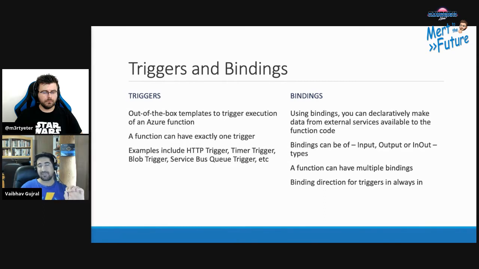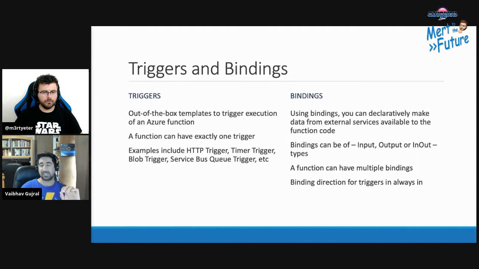Do note that a function can have exactly one trigger. You cannot have more than one trigger for your Azure function. As I was saying, examples might be blob trigger, Service Bus Queue trigger, HTTP trigger, timer trigger, and so many other triggers it supports. We'll touch upon them shortly as well.